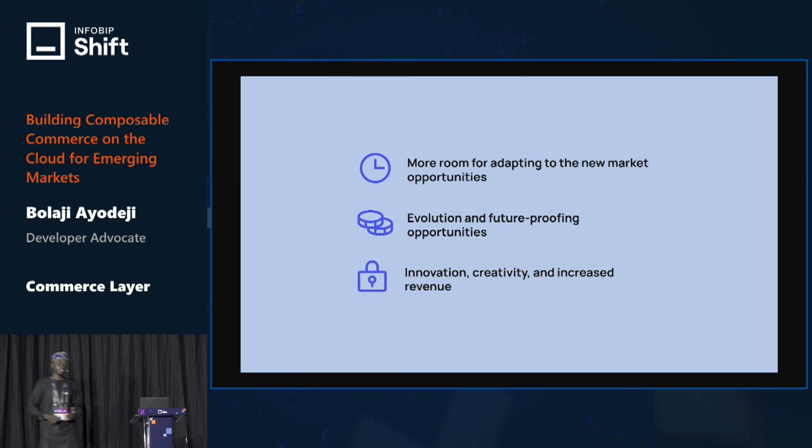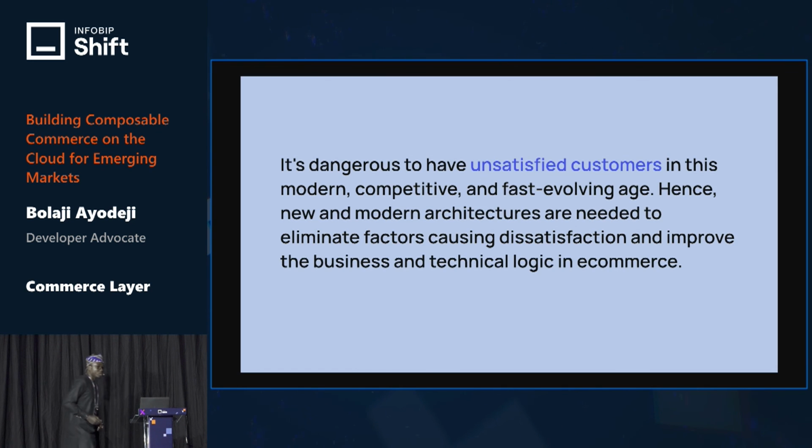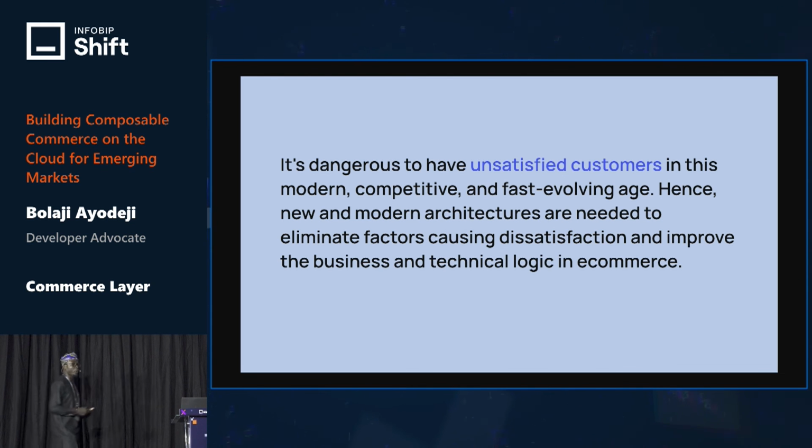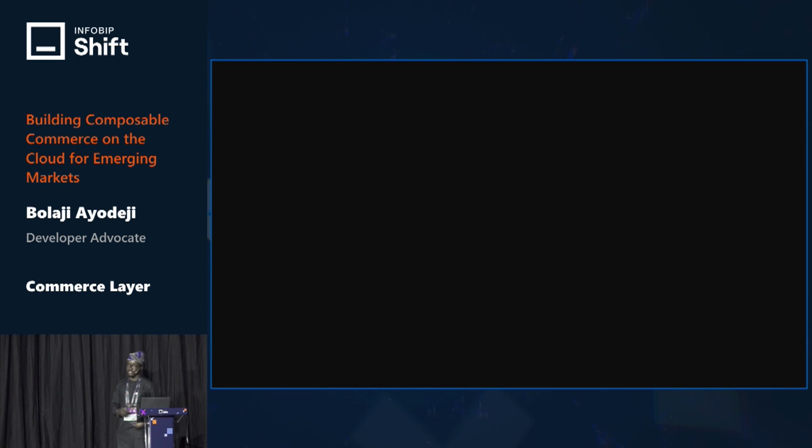So if probably you're generating so much revenue for your business now, think about more ways you can do that with composable commerce, more ways you can serve your customers. And that's the idea behind everything we're talking about today. So it's dangerous to have unsatisfied customers in this modern, competitive, and fast-evolving age. And that's why you need to look into modern architectures that would eliminate the factors that are causing dissatisfaction for your customers. And the idea of why you're doing that is you're trying to grow your business, right? And like I mentioned earlier, the only way you grow your business is by satisfying your customers. And the only way to satisfy your customers is by improving your technical logic.